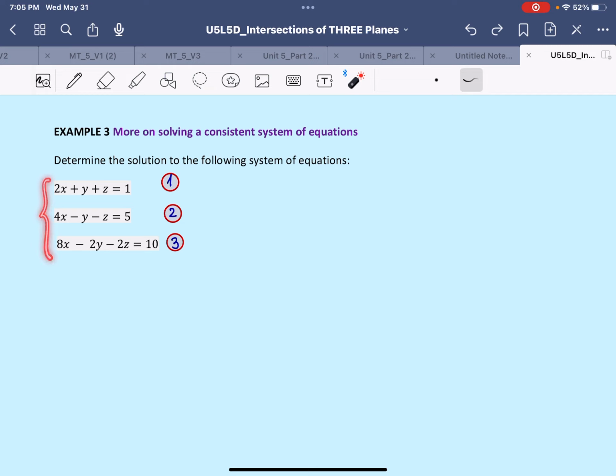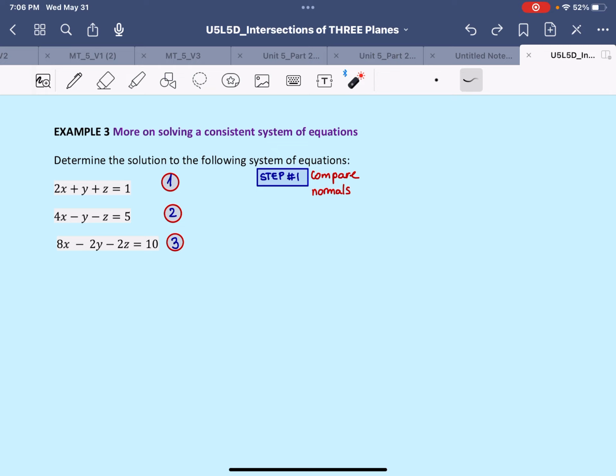Whenever we solve these systems of equations, we start off with step number 1, comparing the normals to each plane. The reason why we want to compare the normals to each plane is because we want to see how the planes are positioned against each other, because that can give us an idea of the type of intersection that can occur between the three planes given. You know that three planes can intersect at a single point, can intersect along a common line, or they can have a common plane.